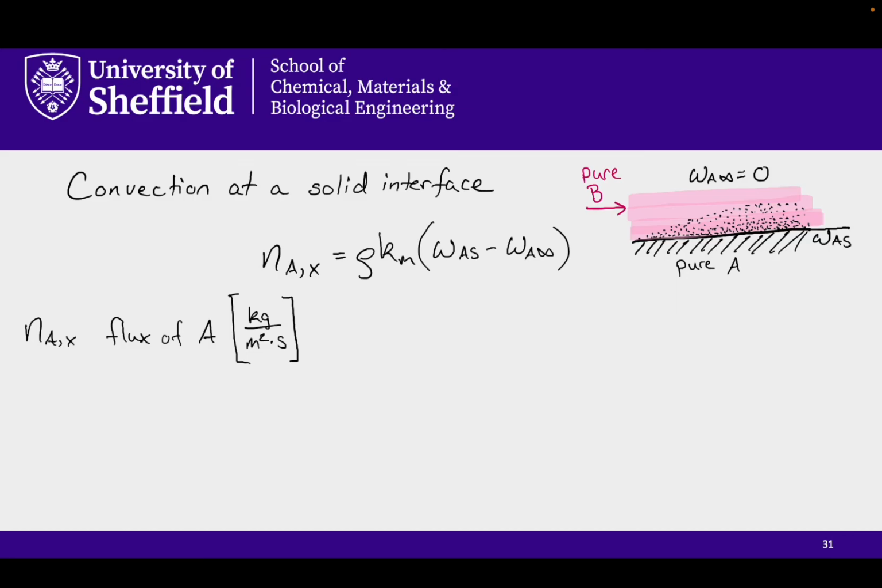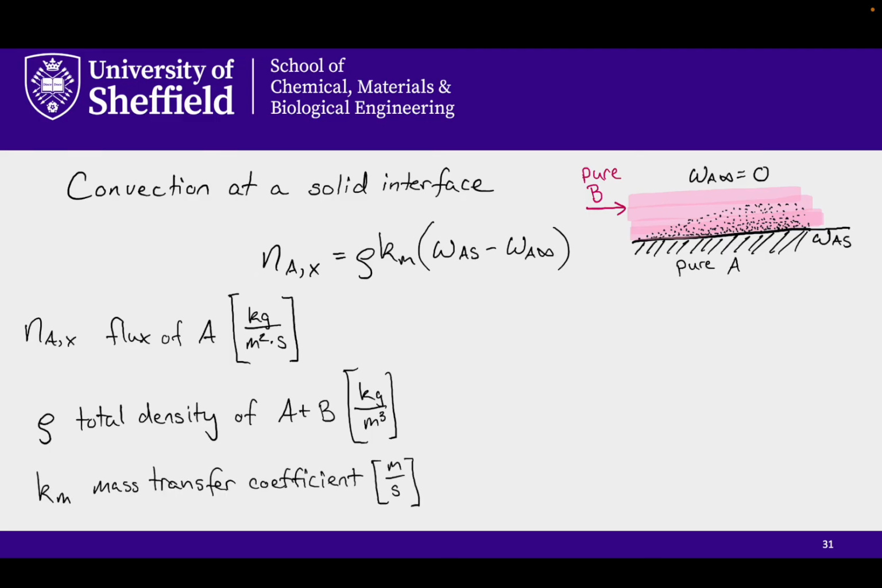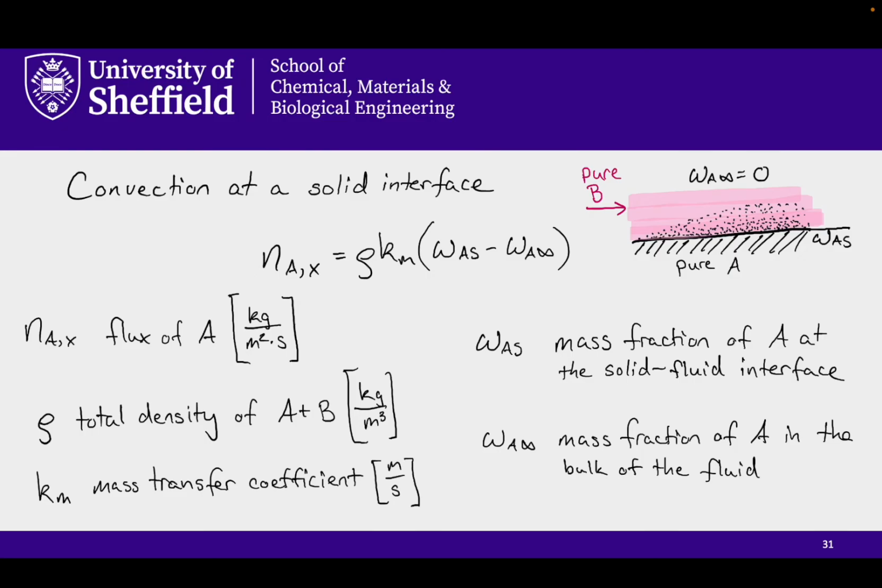So NAX is our mass flux of A, kilograms per meter squared per second. Rho is the total density of the mixture. Again, it's a binary mixture, so just A and B, kilograms per meter cubed. And Km is our mass transfer coefficient. It has the same units as velocity. Omega AS is the mass fraction of A at that solid-fluid interface. And omega A infinity is the mass fraction of A in the bulk of the fluid, and in this instance, we've given that omega A infinity is equal to 0.